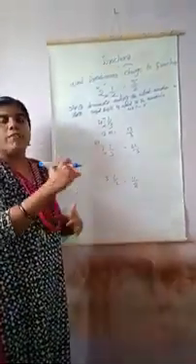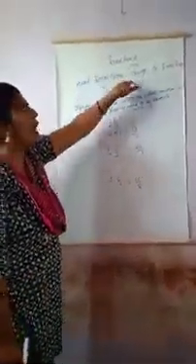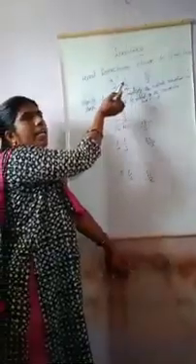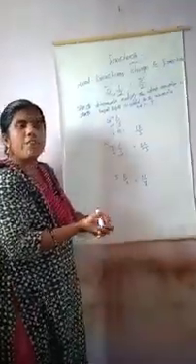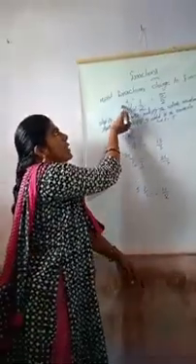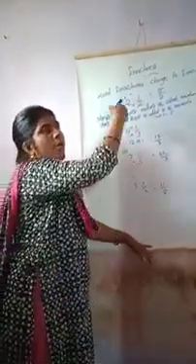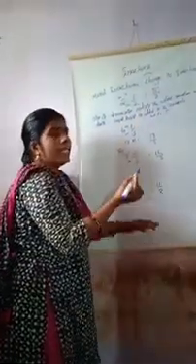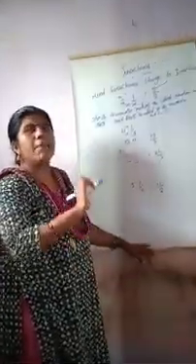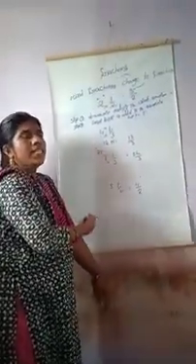How do we change a mixed fraction into an improper fraction? The first step is to multiply the denominator and the whole number. Then add the answer to the numerator. The denominator is not changed; the same number is written down. Is it clear, children?